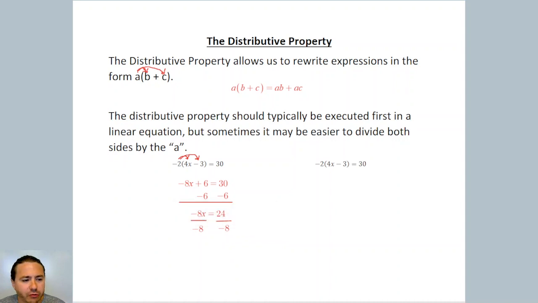Okay, so dividing both sides by negative 8 here will result in x equals negative 3. So we get the solution here, no problem. This is just a direct application of the distributive property.